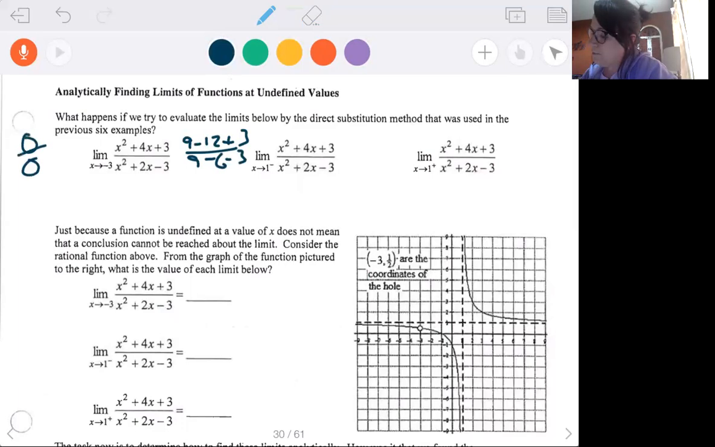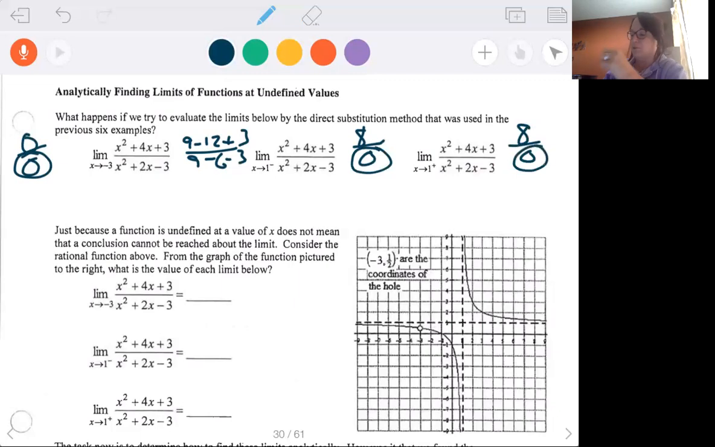I get 1 plus 4, 5, 6, 7, 8 over, and on the bottom I get a 0. That's a problem. In math, we cannot divide by 0. On this one over here, as I approach 1 from the right, I also get a 0 in the denominator. We cannot have a 0 in a denominator.